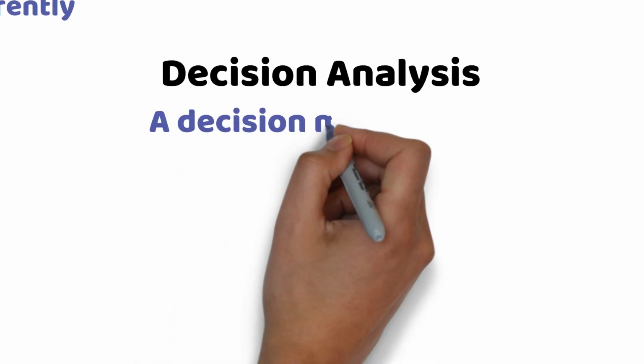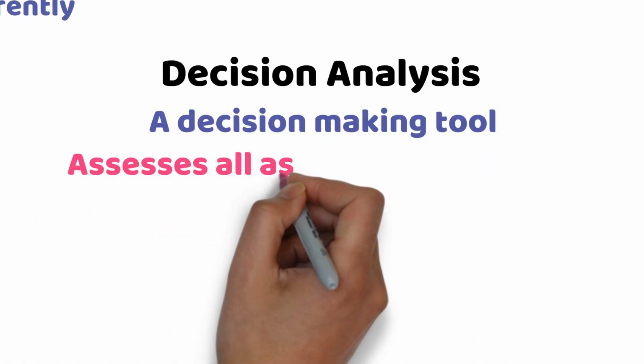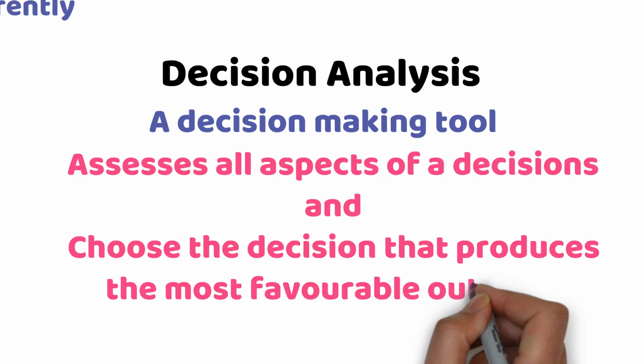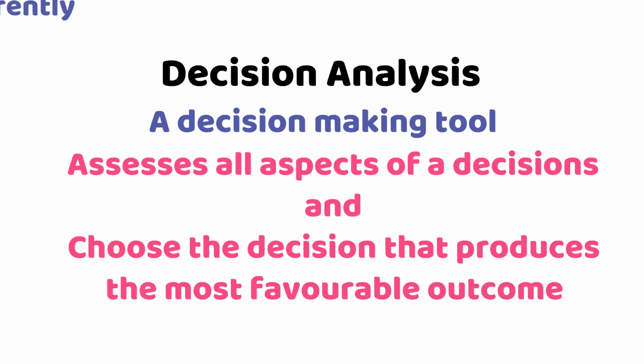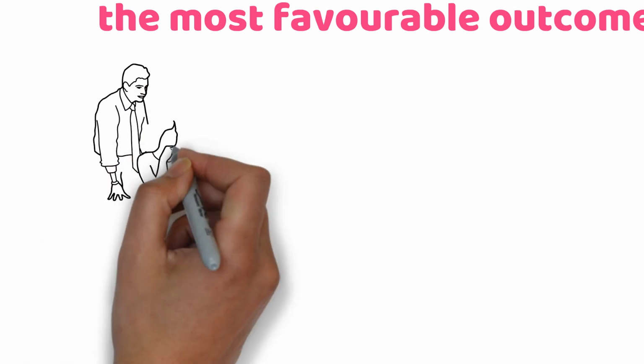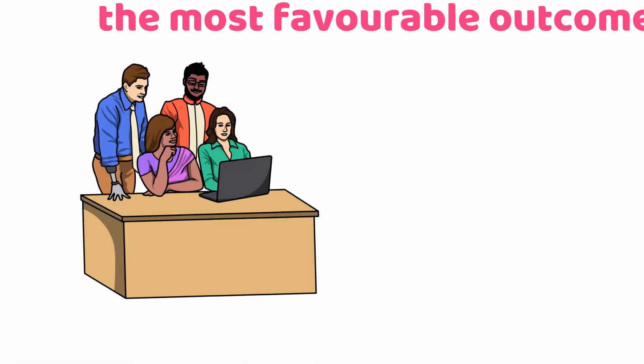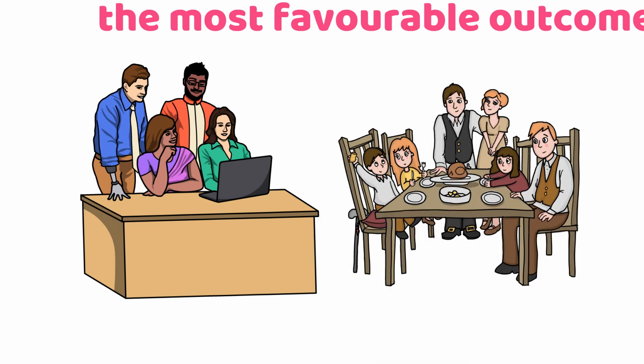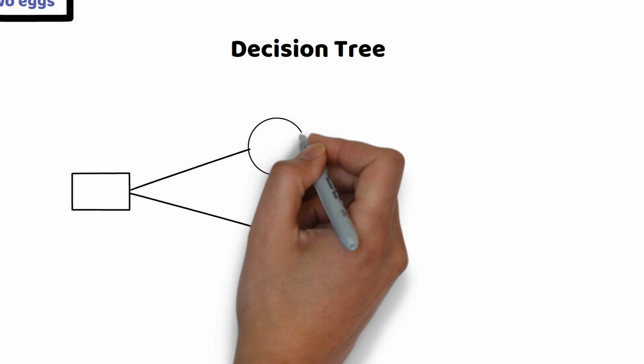It is a decision-making tool that assesses all aspects of a decision and chooses the decision that produces the most favorable outcome. Decision analysis aims to ensure that decisions are made with all the relevant information and options available. The fundamentals of decision analysis can be used to solve many problems, from complex business issues to simple, everyday problems. It is often useful to represent a decision analysis by a tree, which is called a decision tree. This is a prototype of a decision tree.